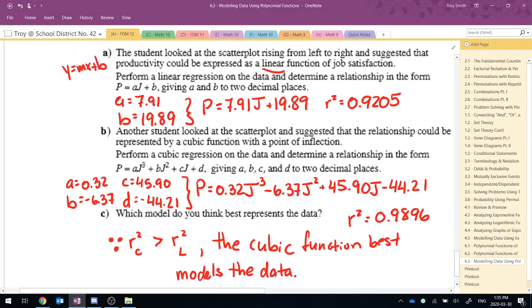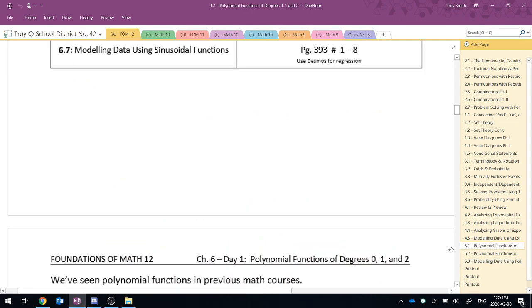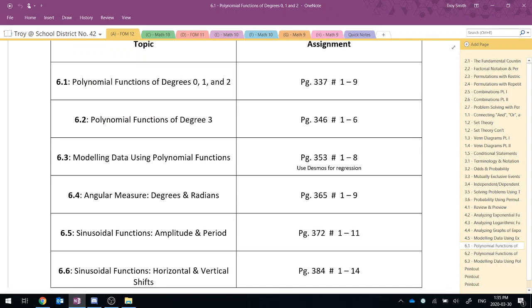At this point, it would be a good idea for you to start working through the assignment for that one. So that's section 6.3. So in your workbook, that's going to be page 353, questions 1 to 8. I believe that's all of them. Obviously, you're going to be asked to do some regression on the questions there. So for that, you're going to need to use Desmos. If you're comfortable with an alternative program, feel free to use whatever program you want to use.